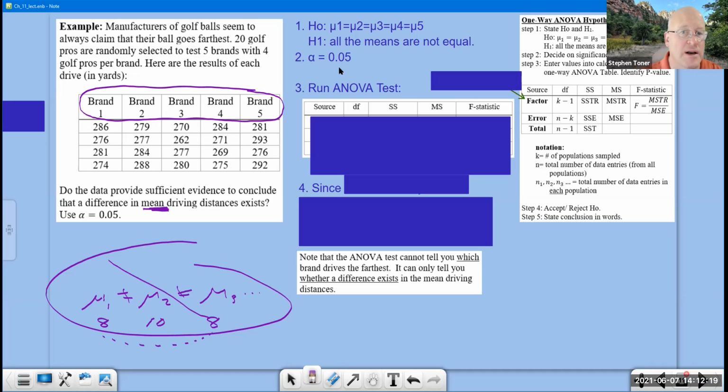Then we move on and say, okay, here's our significance level. They told us to use alpha is 0.5. And then what we need to do is type these into our calculator. Now I'm going to pause the video for just a moment while I type them in.